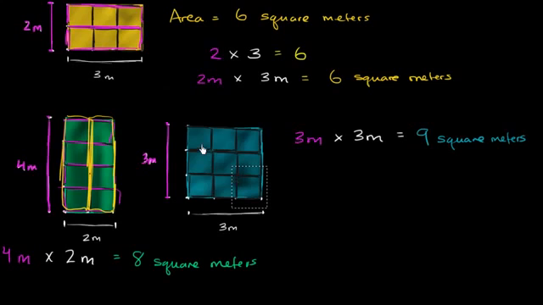We figure out how many square meters can cover this thing without overlapping, without going past the boundaries. We get the exact same thing as if we multiplied 3 times 3. If we multiplied the length times the width in meters.